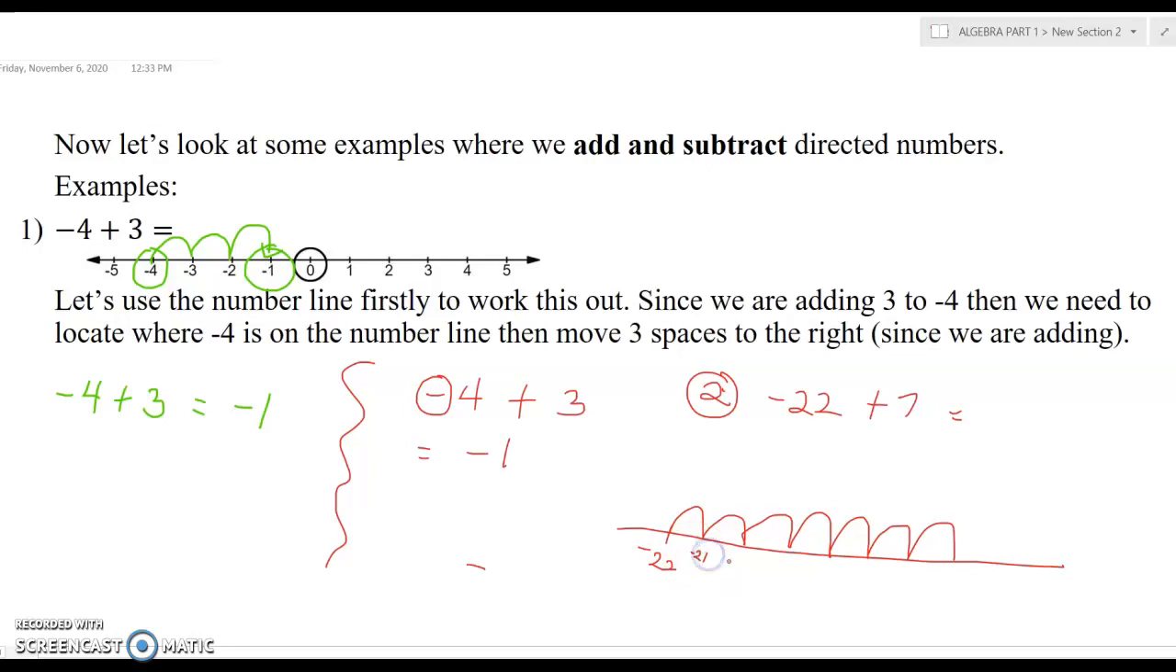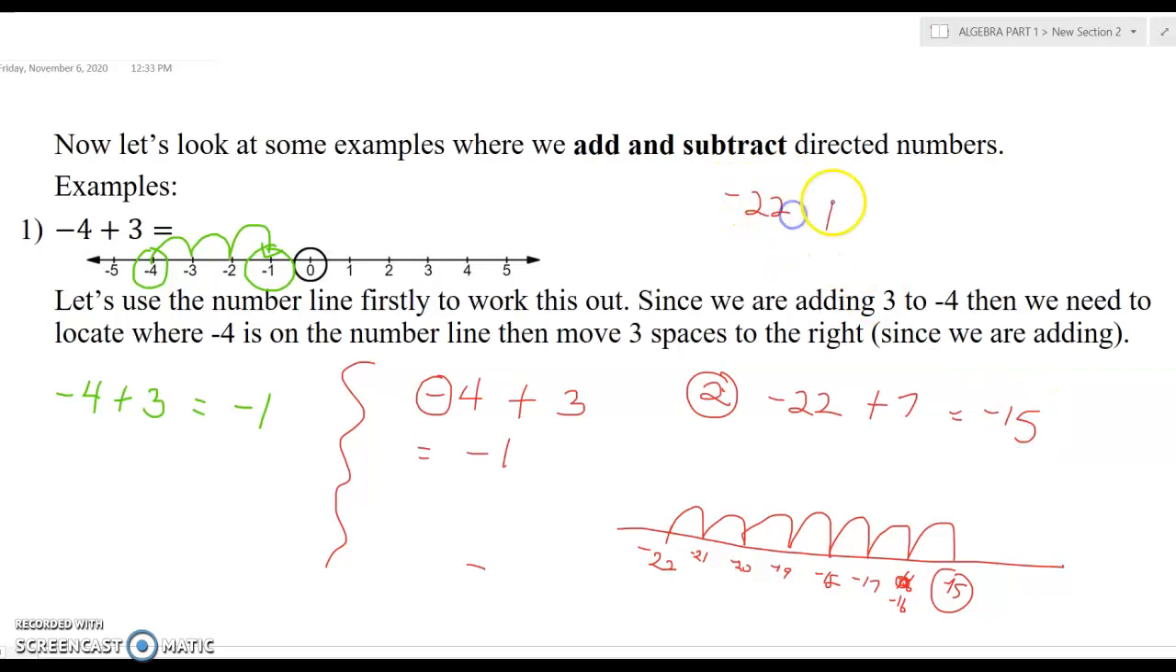This would be negative 21, negative 20, negative 19, negative 18, negative 17, negative 16. Sorry, this is negative 16 and negative 15. So my answer is negative 15. Now let's look at it again.